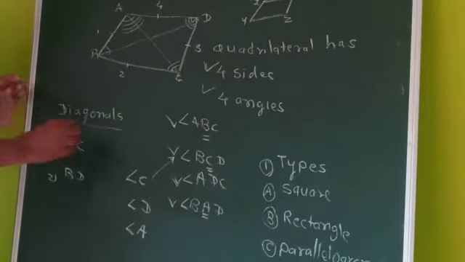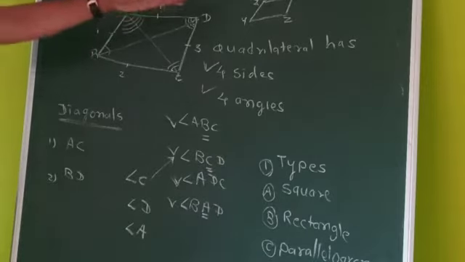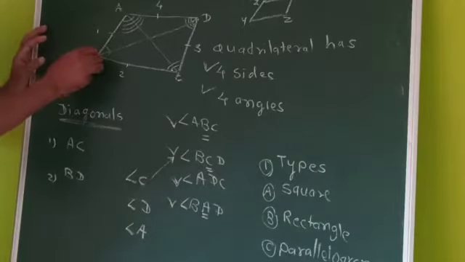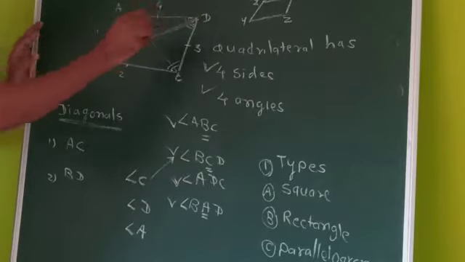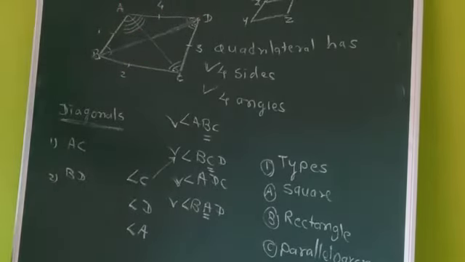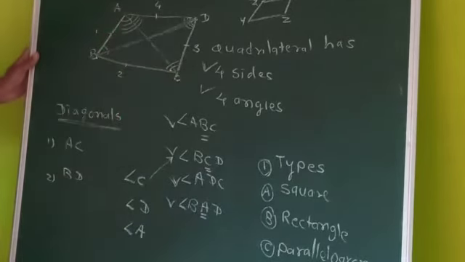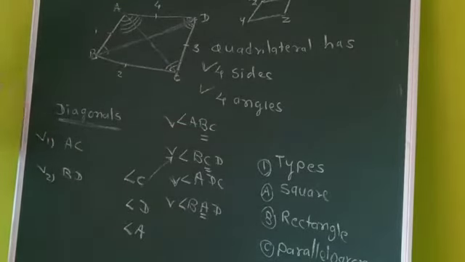4 angles. But what about diagonals? How many diagonals are there for a quadrilateral? A quadrilateral has 2 diagonals, meaning opposite vertices are joined. Vertex B and vertex D are joined. That segment is called diagonal 1. And the next, the second diagonal, AC. Okay, you understood angles, sides and diagonals also.